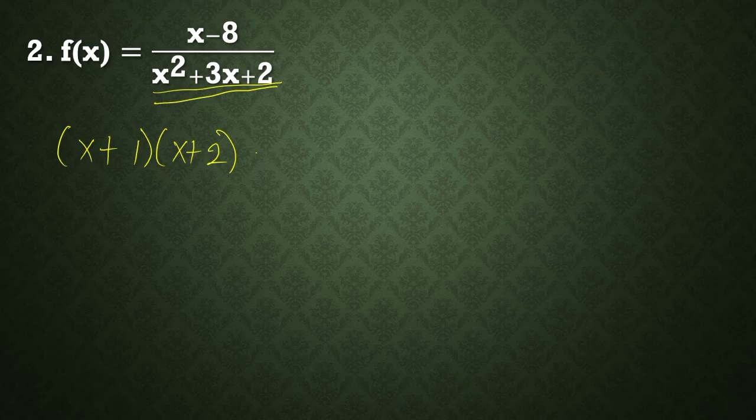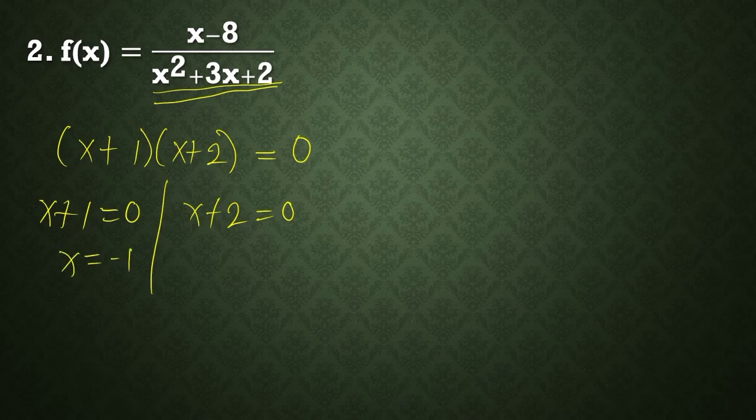And then equate natin to 0. So magiging x plus 1 equals 0 tsaka x plus 2 is equal to 0. And then we subtract 1 to both sides, magiging x equals negative 1. Then x plus 2 magiging minus 2 magkabilaan. So magiging x equals negative 2.